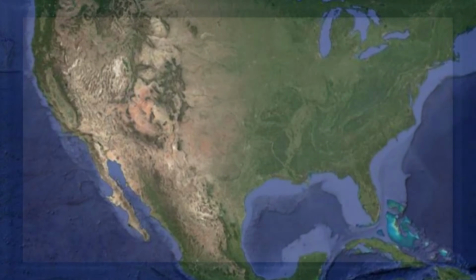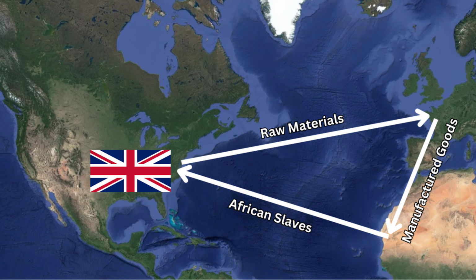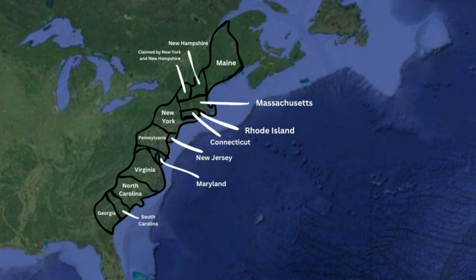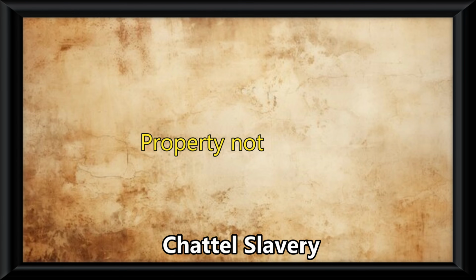of the Pueblo peoples. We already know that there was a shortage of indentured servants, and therefore the British started participating in the African slave trade. The system under which African slaves were employed by the Spanish was called asiento, but in English colonies they were employed under a separate system known as chattel slavery, where slaves were treated as property and not people.